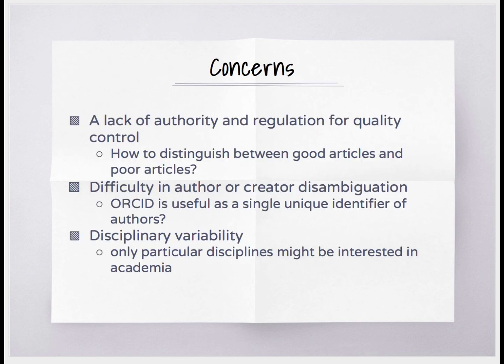There are some concerns that have to do with lack of authority and regulation for quality control. How do we distinguish between good articles and poor articles if popularity is one of the measures? How do we disambiguate authors? As I mentioned, ORCID is a useful way to identify authors with their unique numbers. There's disciplinary variability. Only particular disciplines might really be interested in this kind of academic credentialing.